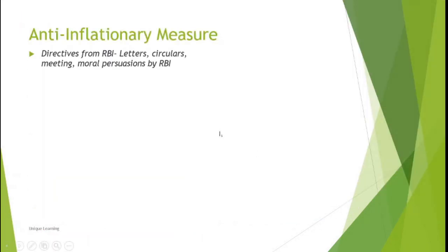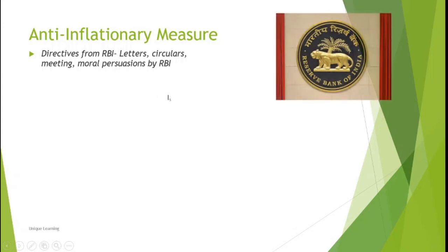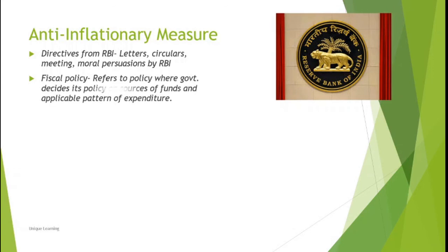RBI can write letters, circulars, and can call for meetings to morally persuade the commercial banks not to finance those sectors which are suffering from high inflationary situations. So RBI can pressurize the commercial banks. It would be moral pressure on commercial banks not to finance these sectors.